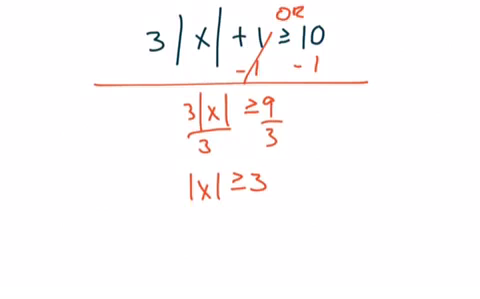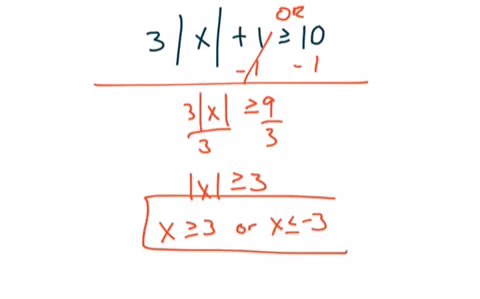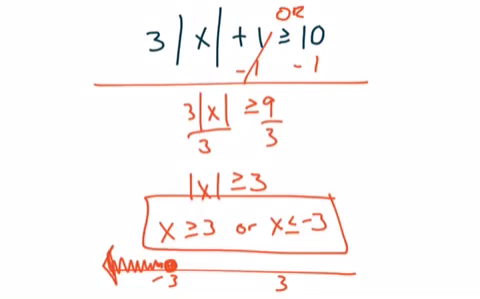So undoing the bars, we have either x is greater than or equal to 3 or x is less than or equal to negative 3. And we need that OR in order for it to be correct. Graphing it, negative 3 and 3, we have closed circles. x is either smaller than negative 3, going that way, or x is greater than 3, going this way.